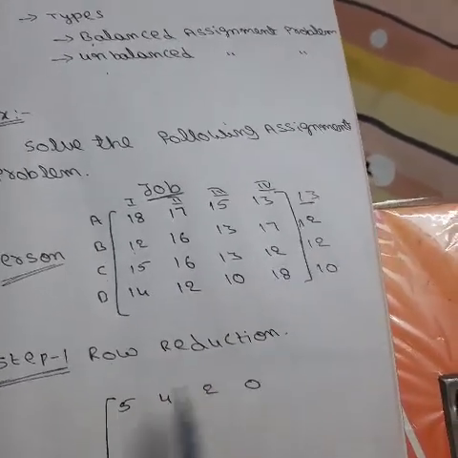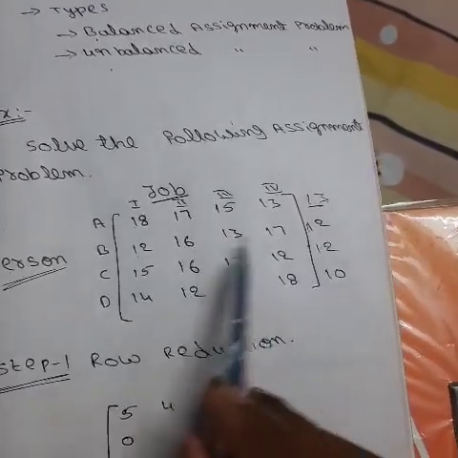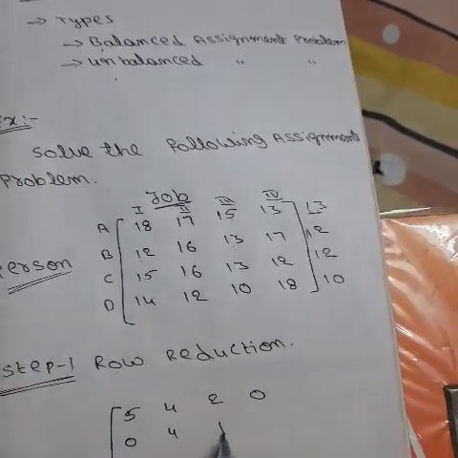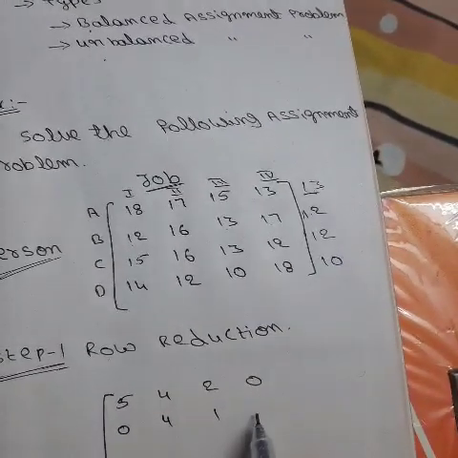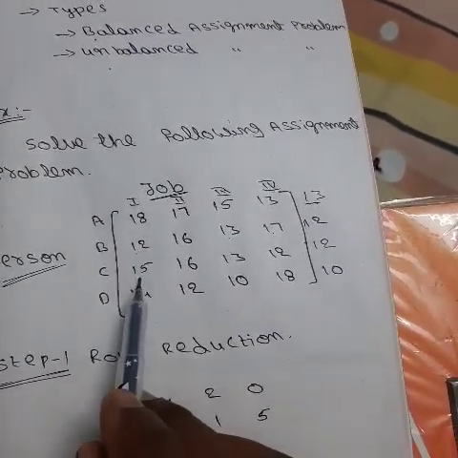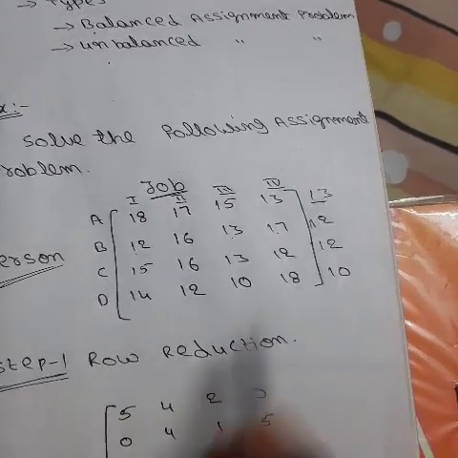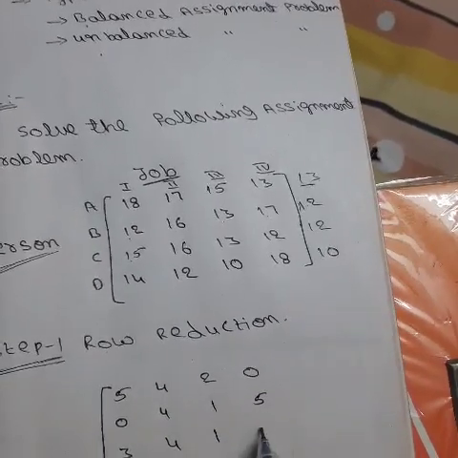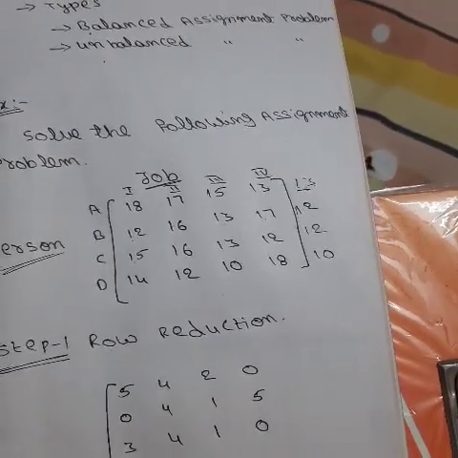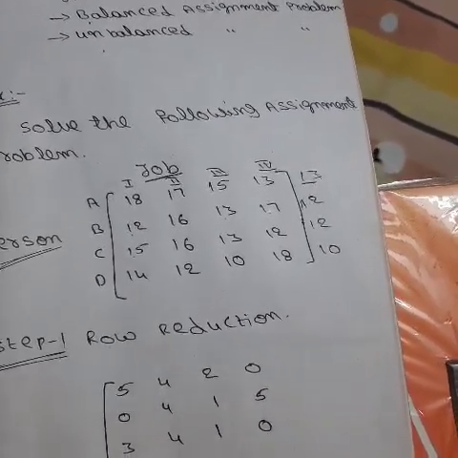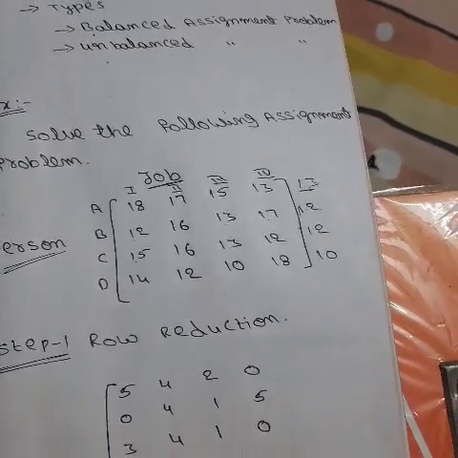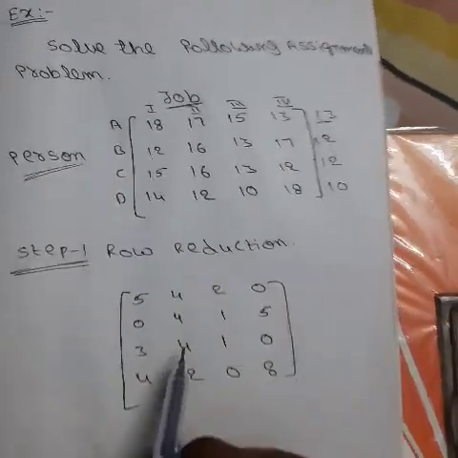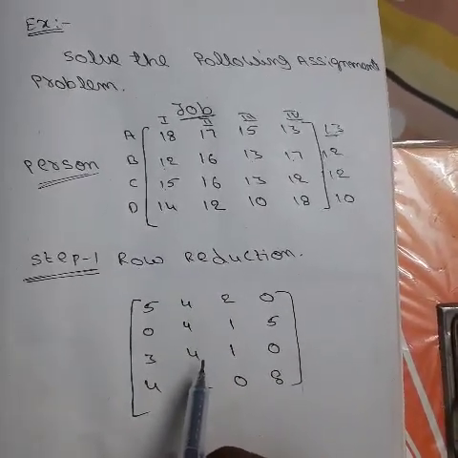Similarly, proceed for the remaining rows also. 12 minus 12 is 0, 16 minus 12 is 4, 13 minus 12 is 1, 17 minus 12 is 5. Next row: 15 minus 12 is 3, 4, 1, 0, and then 4, 2, 0, 8. This is called row reduction, or row minimization.